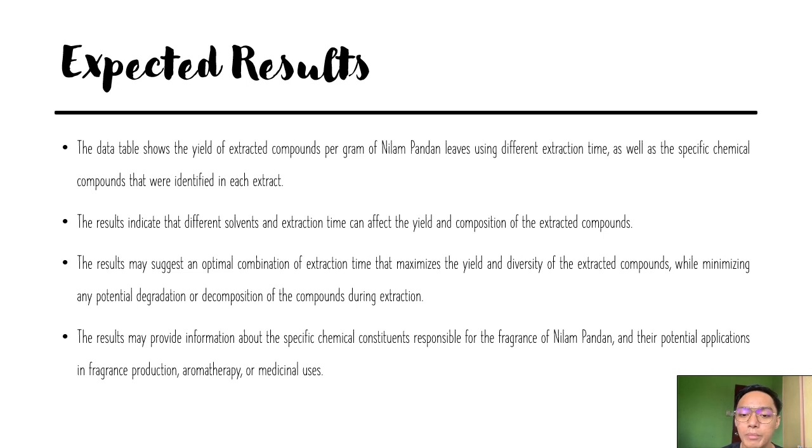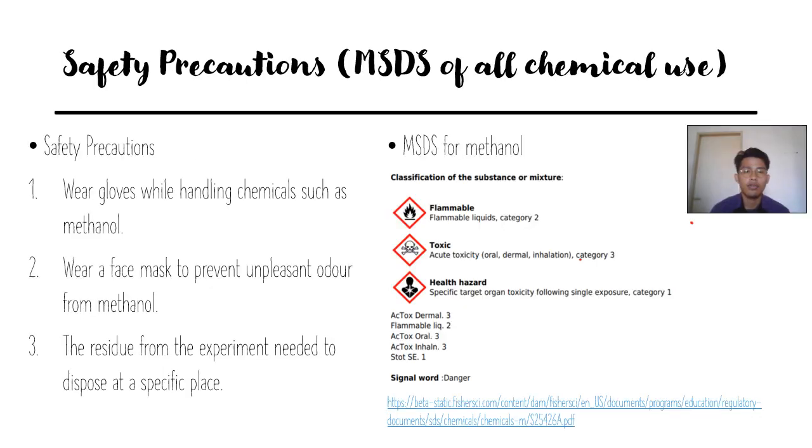aromatherapy, or medical usage. For safety precautions, first of all, wear gloves while handling chemicals such as methanol. Second, wear a face mask to prevent the unpleasant odor from methanol. And third, the residue from the experiment needs to be disposed of at a specific place. From the MSDS for methanol, we can see that methanol is flammable, toxic and a health hazard, which is category 1. For more information regarding the safety data sheet, you can click the link below.